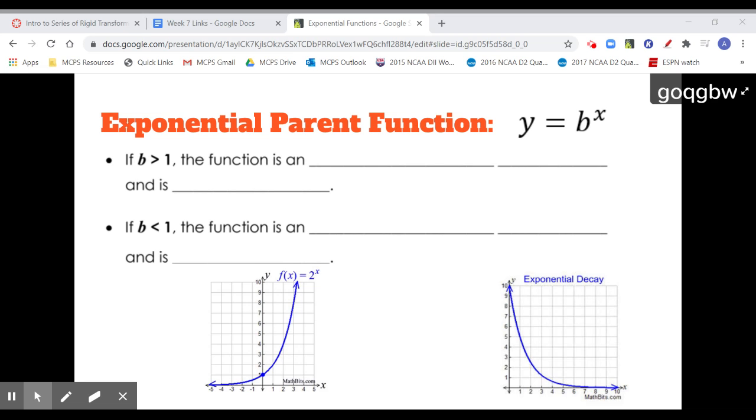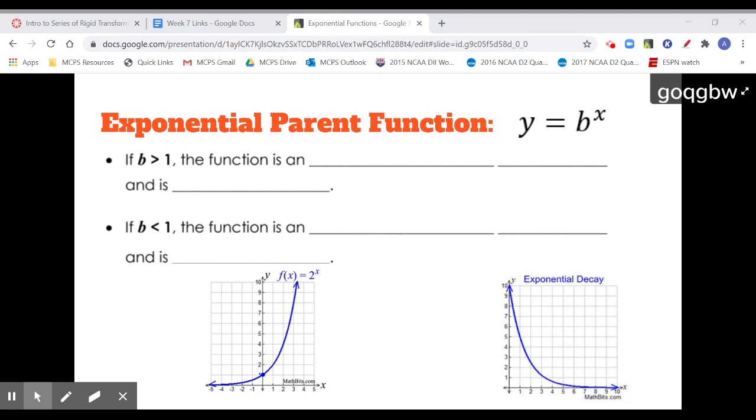Hey guys, in this video we're going to be talking about two things. First, how to identify an exponential function, basically what is an exponential function, and then we're going to talk about identifying the difference between exponential growth and exponential decay. So first things first, what in the world does it mean to have an exponential function?